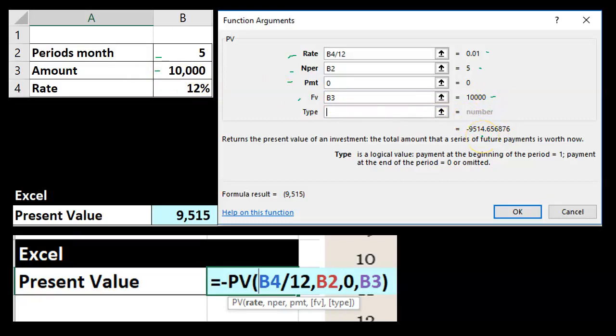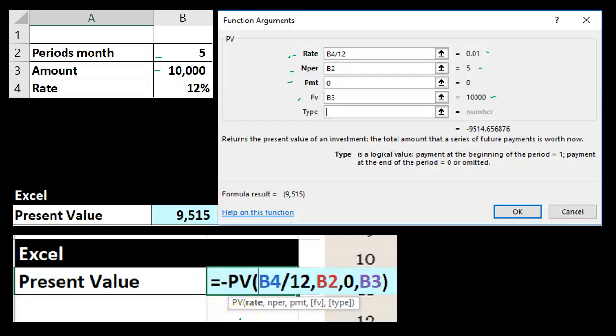It's being shown as a negative. It's not even as well. That's okay. It's in a negative. Excel will then round it to whatever we decide to round it to. In this case, a whole number, 9515.